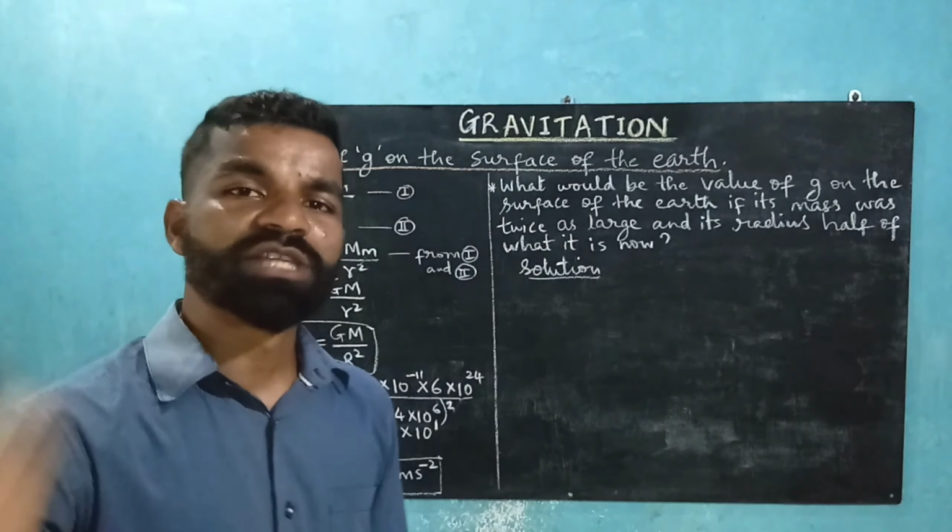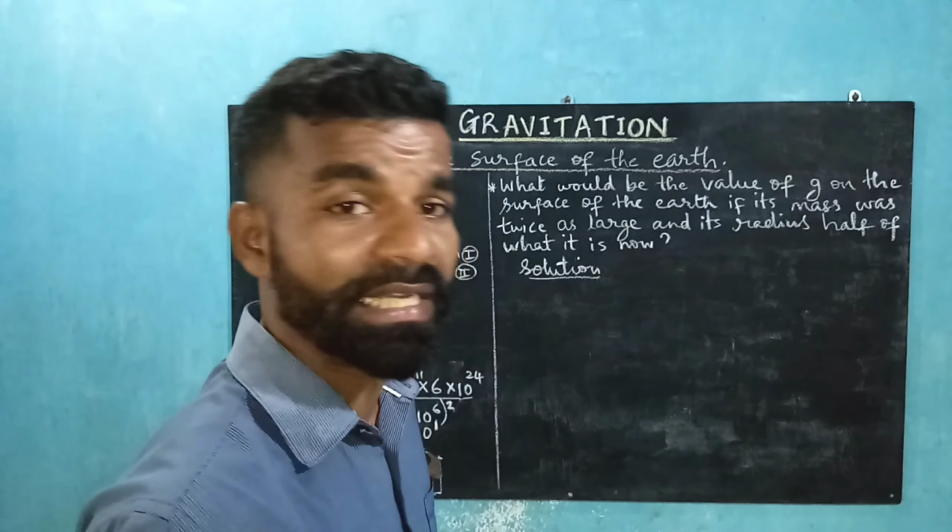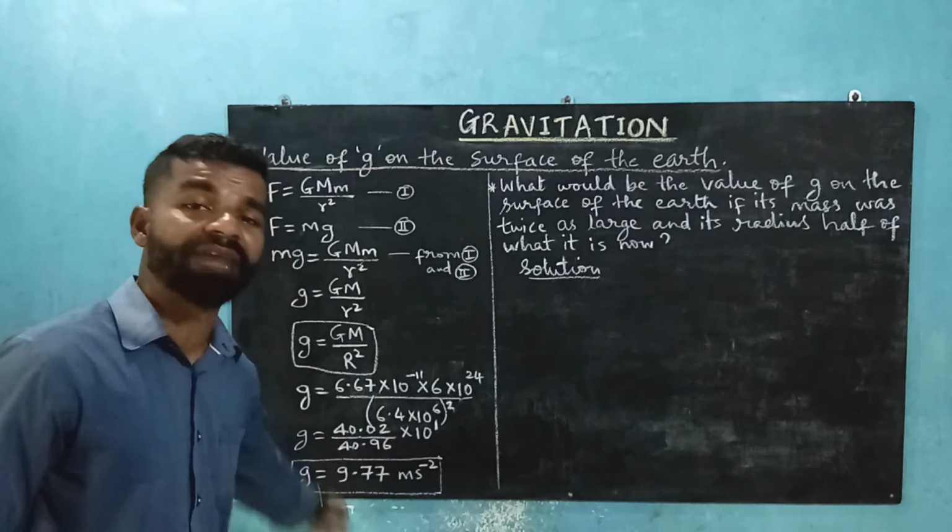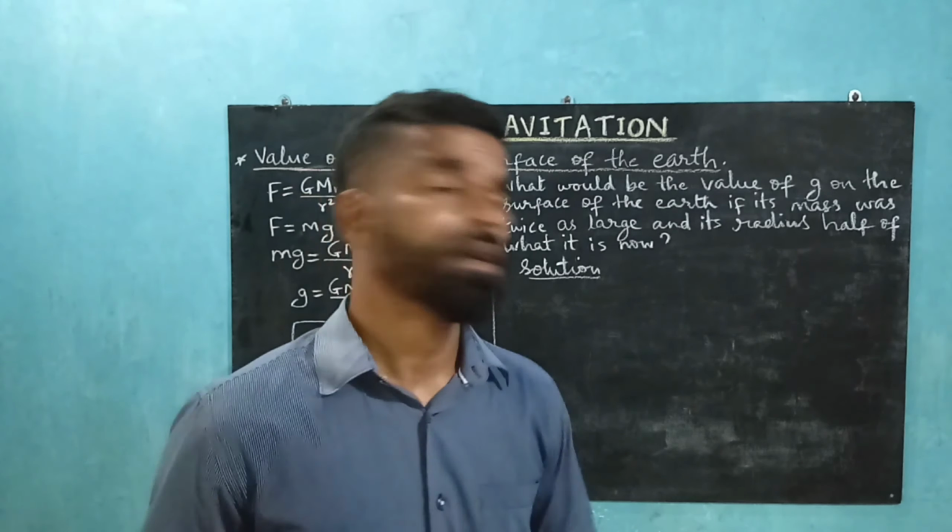9.77 meter per second square, which is the unit for acceleration due to gravity. So this is the value for acceleration due to gravity on the surface of the earth.